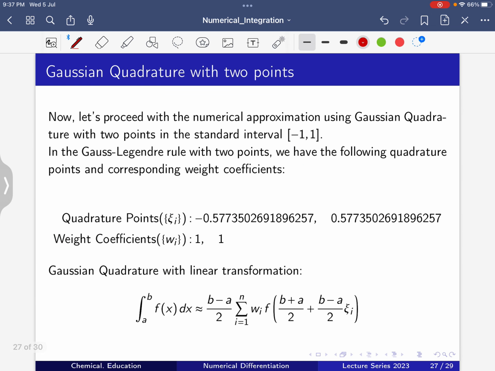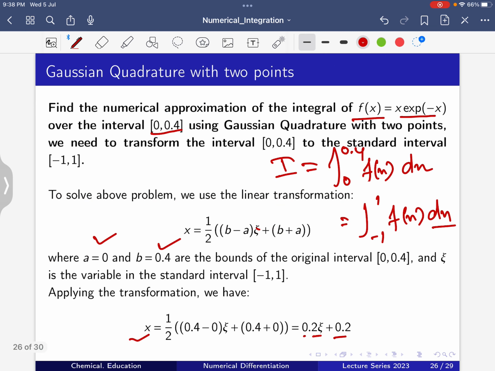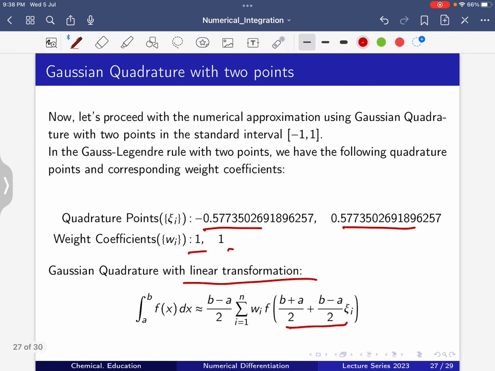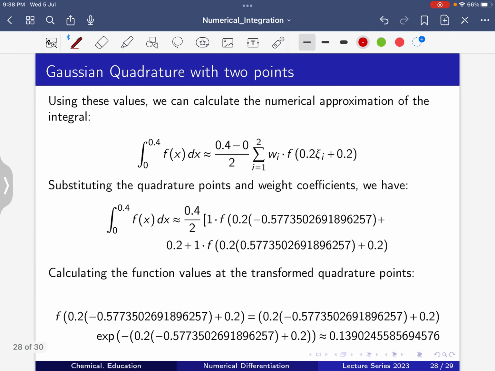Now as we are taking the 2-point formula, the quadrature points we know, and the weight coefficients are 1 and 1, and we know the Gaussian quadrature formula for linear transformation. So the integral from a to b of f(x) dx is (b minus a) by 2 times the sum of wi f((b minus a) by 2 zeta i plus (b plus a) by 2). This x we already got, and the quadrature points we also know. So the integral from 0 to 0.4 of f(x) dx will be (0.4 minus 0) by 2 times the sum of wi into f of this. That is the 2-point formula.